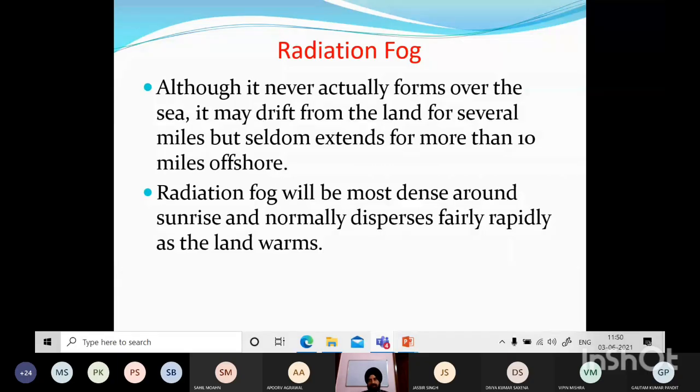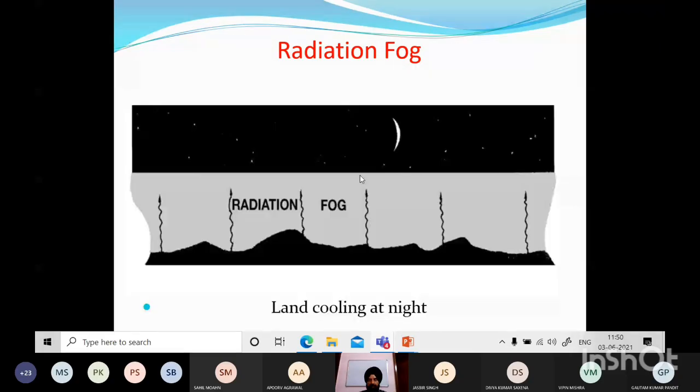and how the land gets cooled due to the solar energy. At night time there is no incoming solar radiation. So that's why you see the land becomes cooler and the radiation fog forms. And this is basically what takes place at night time: land cooling at night, and the cold air again rising and getting cooled below the dew point, converting all this water vapor into water droplets.